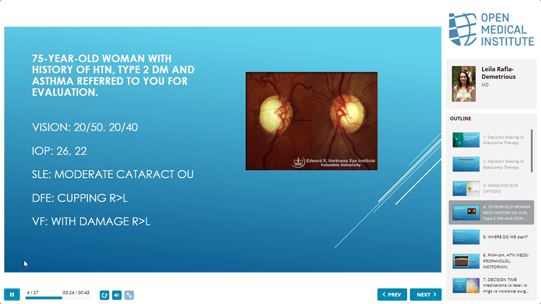And her dilated exam, as we can see, she has some cupping, right eye more so than left, and her visual field has some damage, right eye more than left. So this is a pretty obvious case, I think. This person has glaucoma. And so we have to figure out, how are we treating this person? Are we treating this person, and how are we treating them? So I'm going to say, yes, we're treating it. So how do we evaluate?